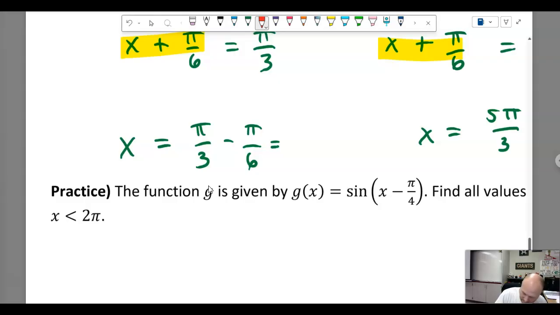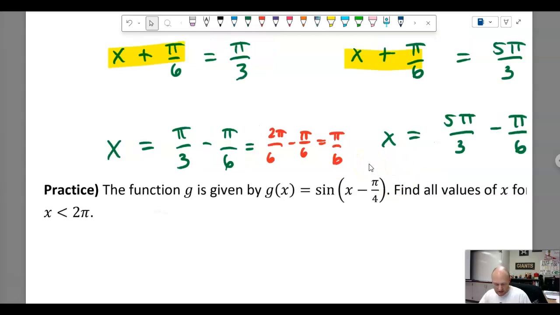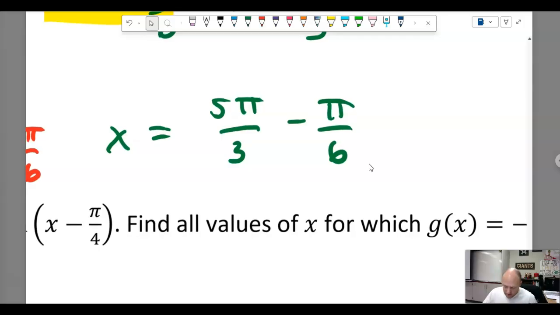So what does this give us? We get 2 pi over 6 minus pi over 6, which is just equal to pi over 6. That makes sense, because 60 degrees minus 30 degrees is 30 degrees. Okay, and then over here, we'll do the same thing.